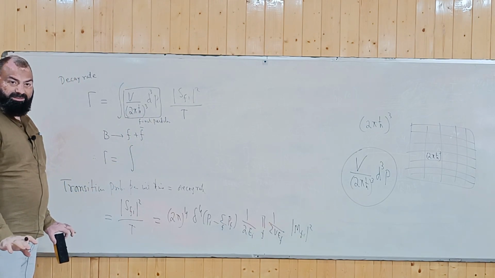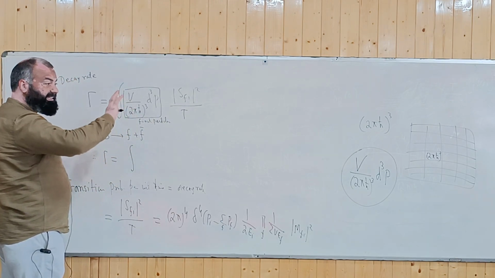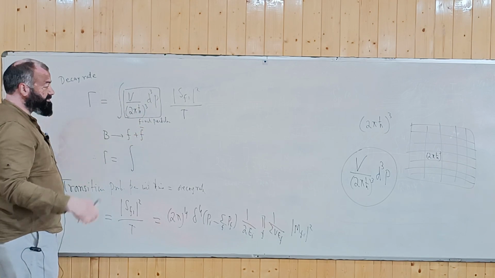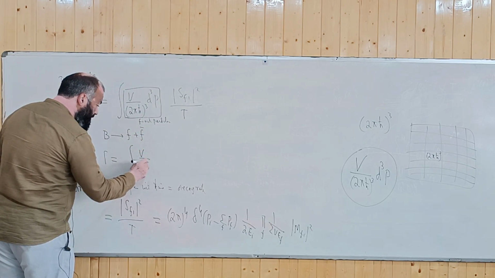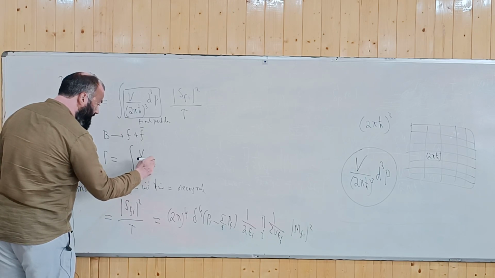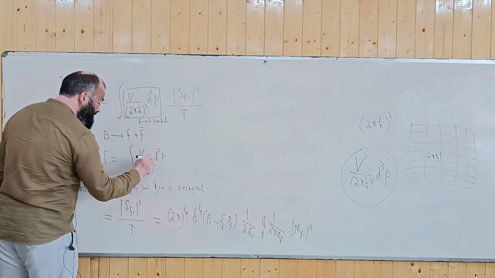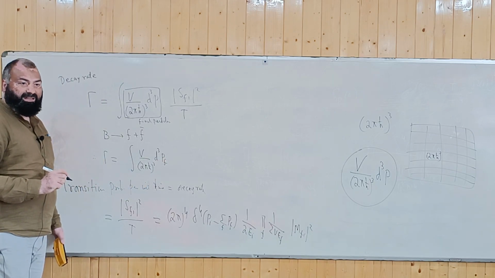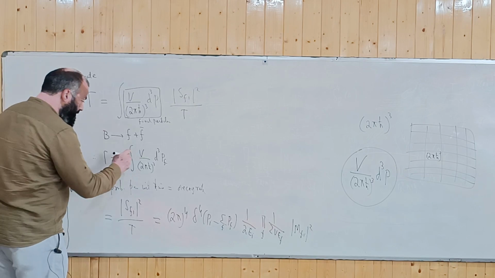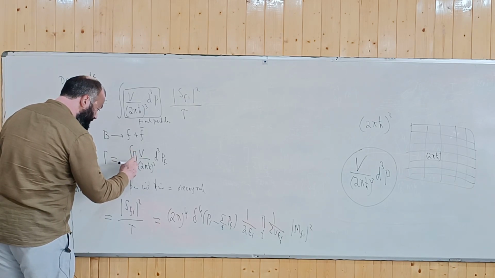Clear? So that means I am integrating over the final states, all the possible final states. So what it will be? It will be V by 2 pi h cross q, d3p. Let's write it for the final particles. F means final. How many final particles am I having? 2 final particles. So let me put a product.